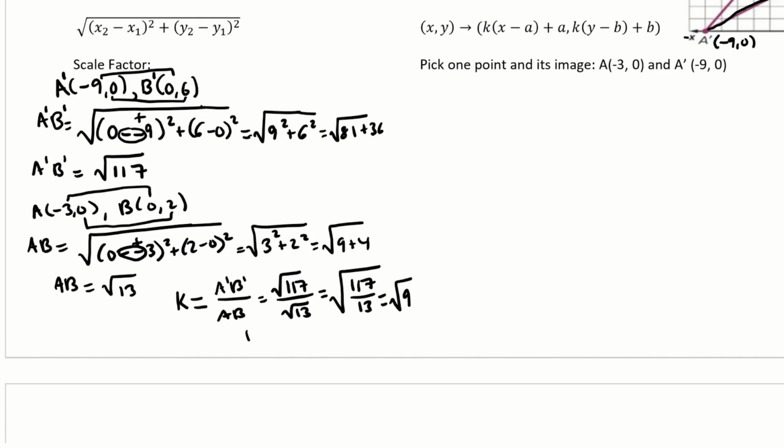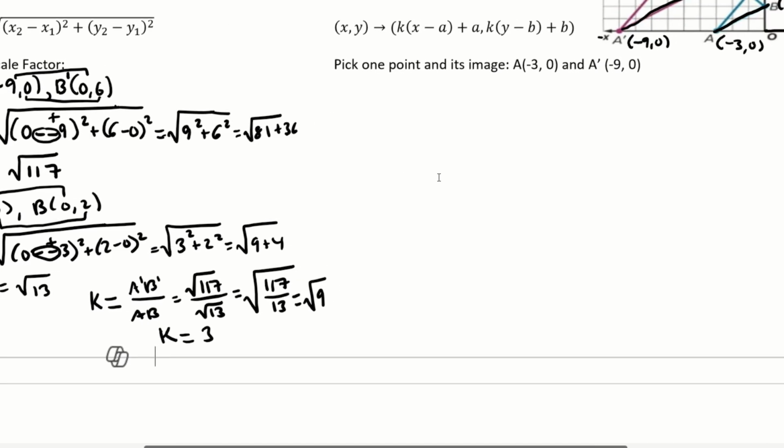That means the scale factor is 3. Okay? All right, so now we found the scale factor. So it's multiplying by 3. It's getting 3 times as large. That helps us describe the dilation. But where is it dilating from? That's what we're going to find out.